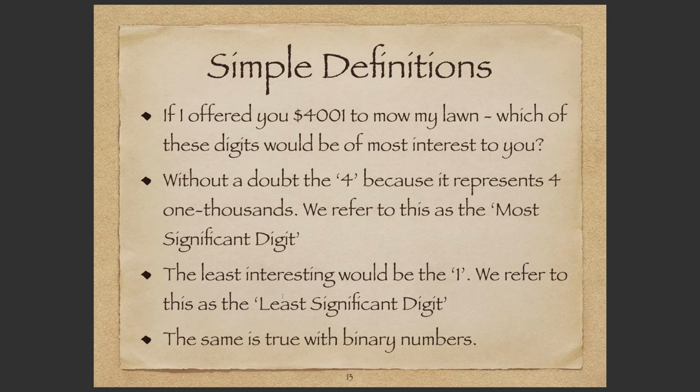Some simple digits when dealing with binary numbers can be seen from this simple example where we look at an absurd amount of money to mow someone's lawn. So if I said I'll give you $4,001 to mow my lawn, of course you're very interested, but what are you interested in? You're interested in the 4, because that represents how many thousands. The 1, you're not so interested in it. So we would refer to the 4 as the most significant digit. We would refer to the 1 as the least significant digit.